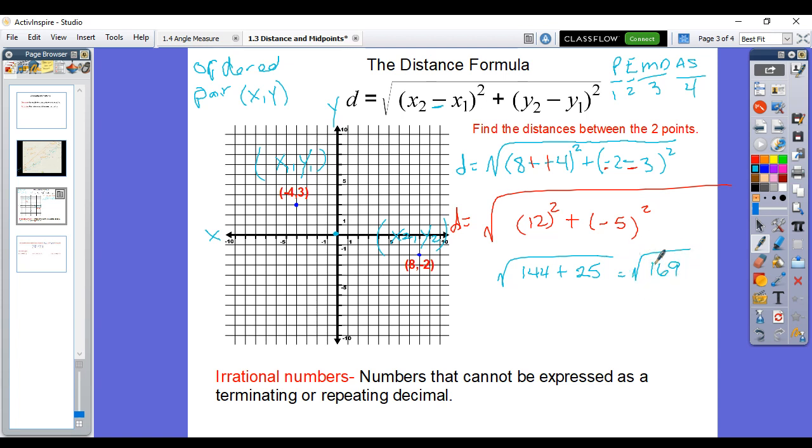So what two numbers multiplied together gives us 169 that happens to be the same number? Yes, you're right, it is 13. So this is 13 units long. From here to there, 13 units long.